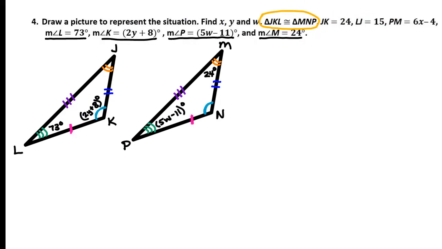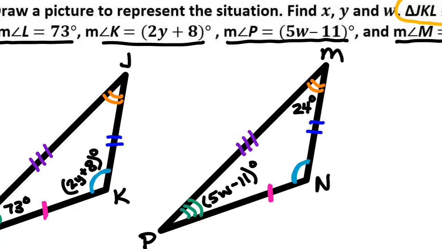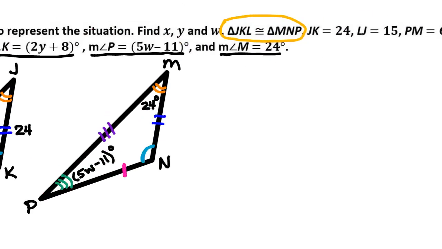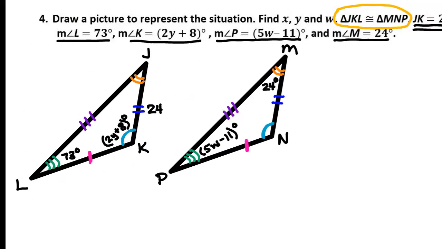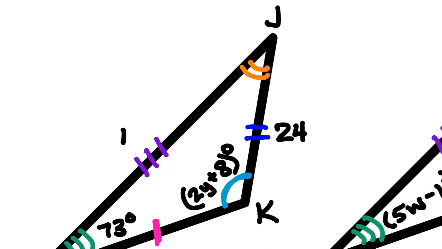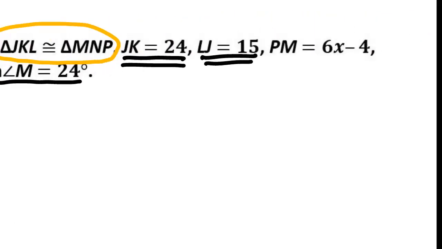Is there any other information that we know? JK equals 24, and that's a side. That's right here, right next to my triangle congruence statement. What else do I know? LJ is 15. This gives me a great opportunity to stop for just a second and point out what I was saying. Which one's bigger, 15 or 24? 24 is bigger, but on my triangle, which side appears to be bigger? Yeah, JL appears to be bigger with the way I drew my picture. My picture's not reliable for sizes. My picture is not reliable for congruence. I have to go off the information they give me.